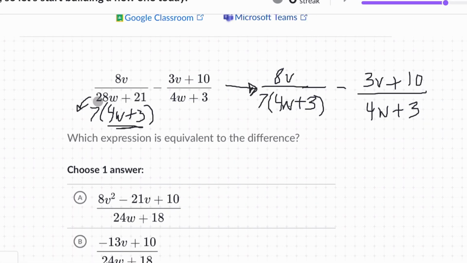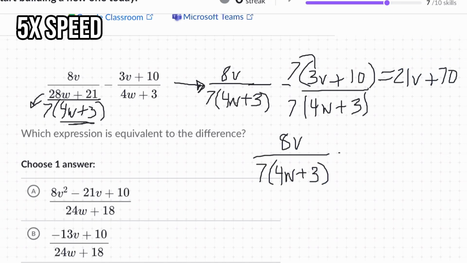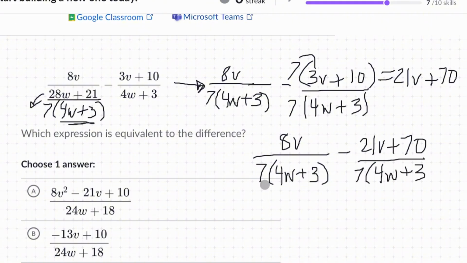We have this one right here factored out, but still the denominator is not the same. The only difference is that this one has a 7 right here, so we just have to multiply this by 7, which also means that we have to multiply the top by 7. So that gives us 21v plus 70. And so we can rewrite that. And now we can finally subtract.